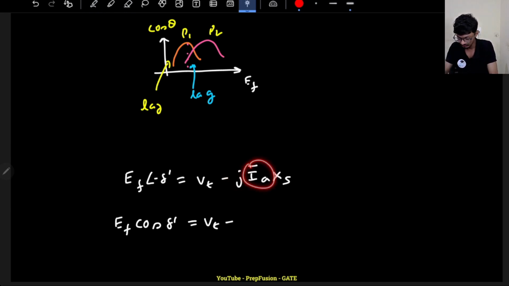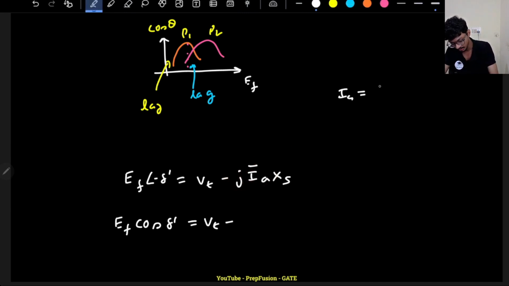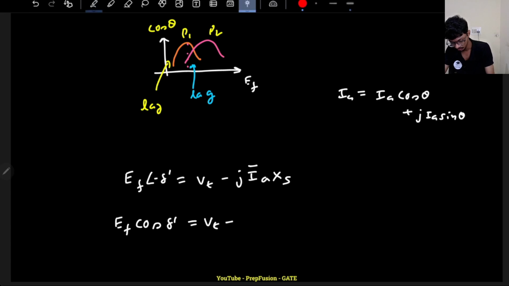Now what is real over here? This Ia will have two components, that is Ia angle: Ia cos theta plus jIa sin theta. One will be real, one will be imaginary, it is a phasor quantity. So if I replace it over here, the Ia cos theta term will be imaginary, and j multiplied will become real.